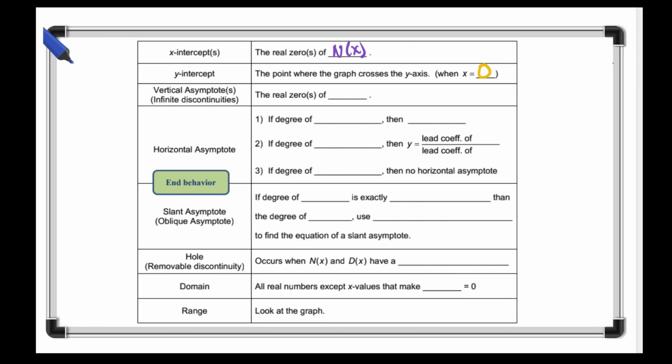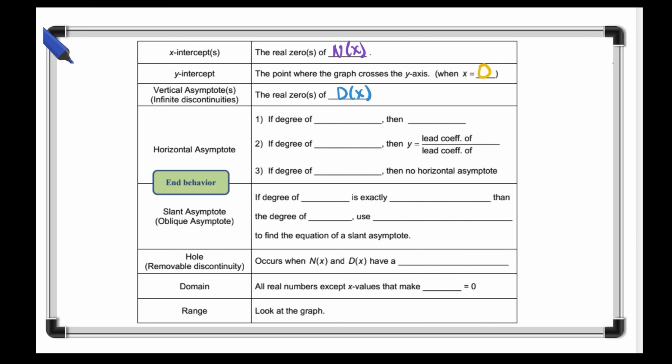The next thing is finding vertical asymptotes. Now, vertical asymptotes are the real zeros of your denominator. So whatever you have in the denominator of your fraction, sometimes you might have to factor that, so just keep those things in mind as well. Those are your infinite discontinuities.